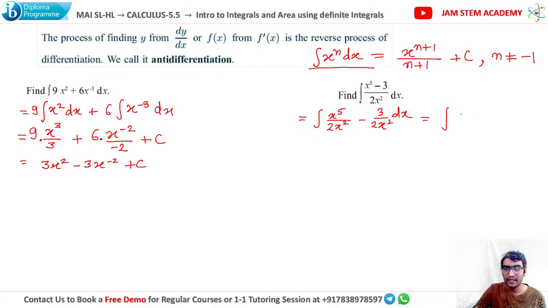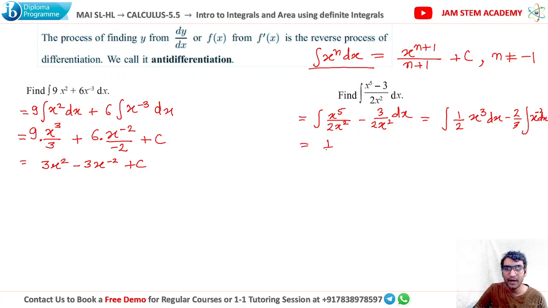So first we have half of x raised to the power 3, and after that we have a minus sign, 3/2 integration of what? x to the negative 2 dx. So negative 2 is okay, right? It's not negative 1, right? We can use the formula here.